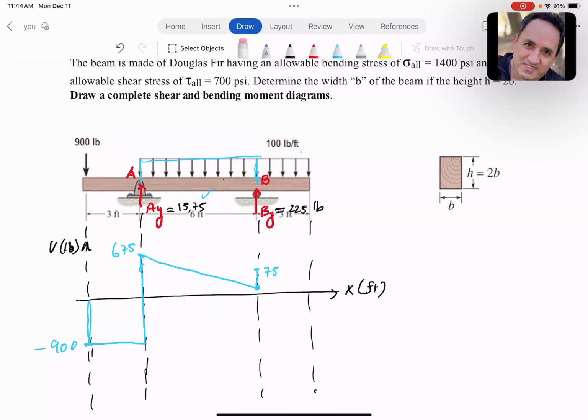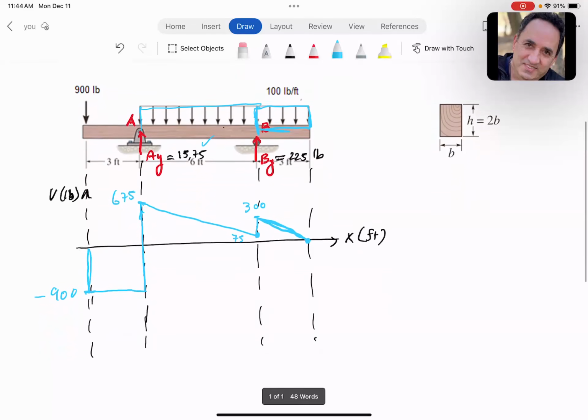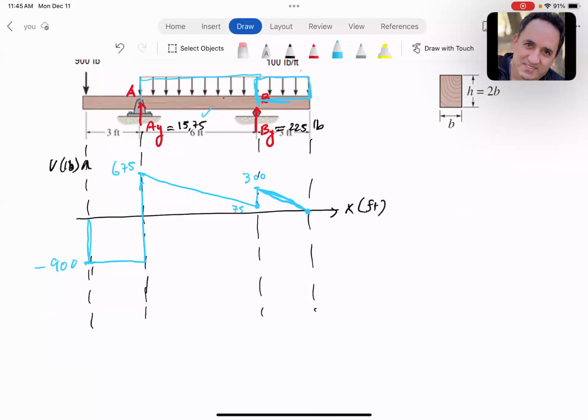So 75 plus 225, that's 300. And then at 300, you add the negative of the area, which is also 300. So that should bring you to 0 linearly. So that's your shear diagram. Let's continue with the moment diagram. I'm going to plot the moment in pound-foot. Be careful with the units versus x in feet.